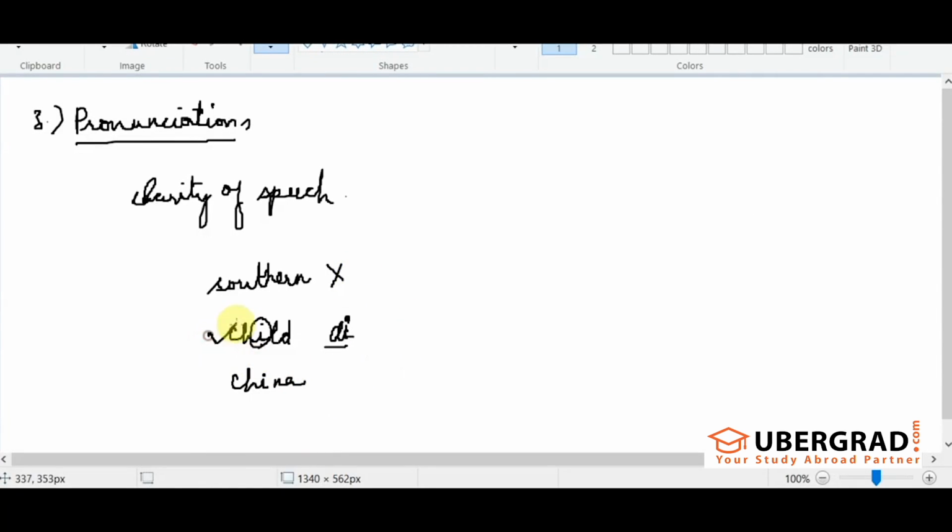So if you speak like that, you say child and you say China, you will definitely lose marks under pronunciation, because it will not be clear for the examiner to understand. You're causing stress for the examiner to understand your words, and you will lose marks over there. The other thing under pronunciation is intonation.